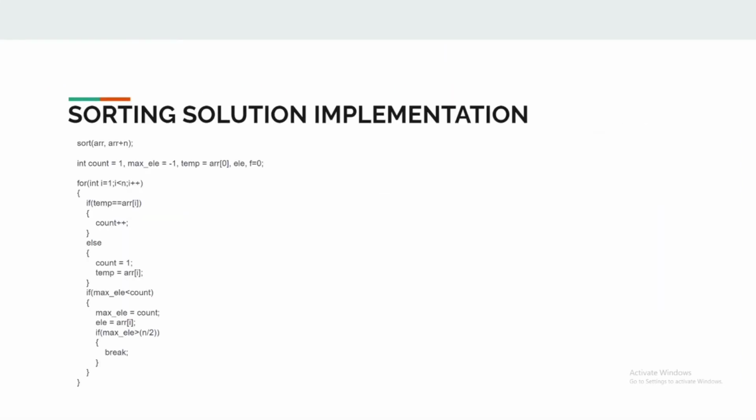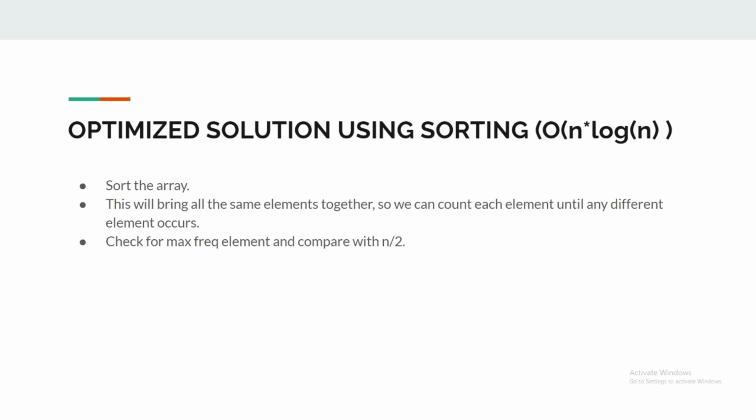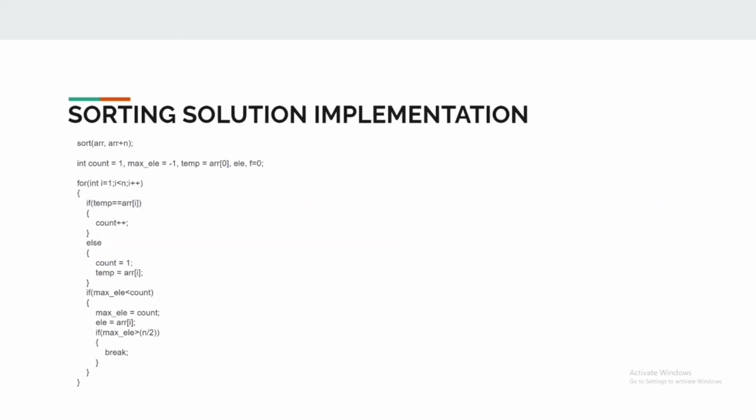If I talk about the time complexity, this will take O of n log n time, because we know that sorting can be done at best in O of n log n time. And the space complexity will be O of 1, because we are not using any extra or auxiliary array for storing the elements or any frequency. So now let's look at the implementation using this sorting technique.